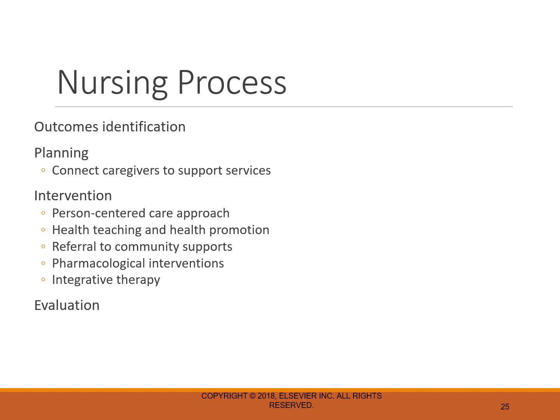Next is referral to community supports. The family members need to be educated about various community supports that are available. Alzheimer's Association is an agency that provides various forms of assistance to individuals. Alzheimer's Association has a community resource finder, which is used to help locate local resources.